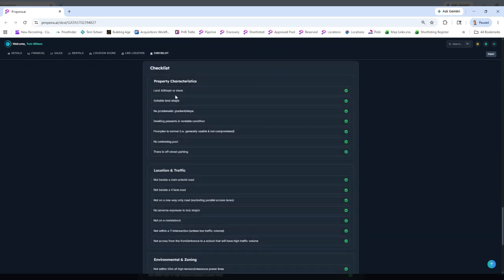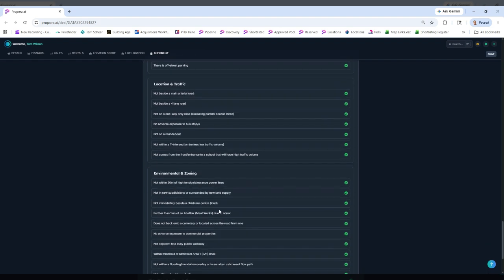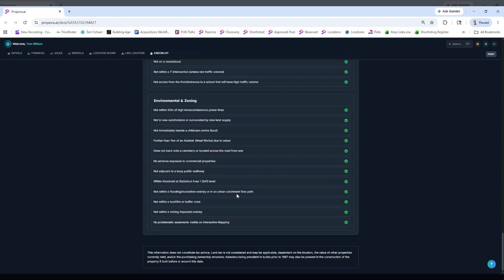Look, a lot are going to be self-explanatory. Yes, it's over 400 square metres. It's not next to a highway. It's not in a flood zone. It's not in a high public housing concentration, not near a roundabout. All self-explanatory, but I think it's really important that we go over them in detail.